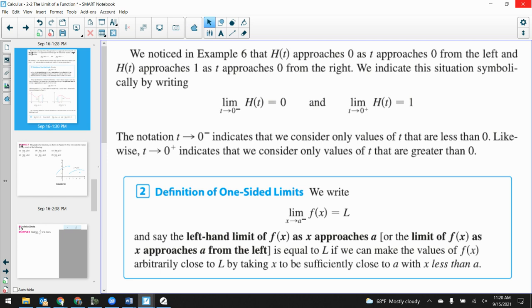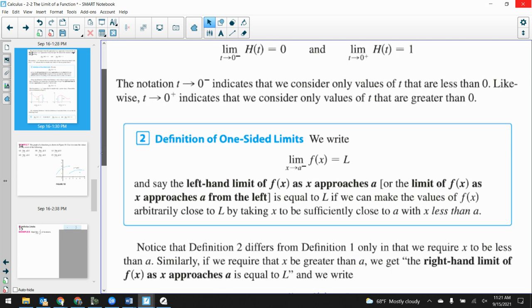If I don't put anything, I am approaching from both the left and the right, because that is noting the full limit. If I put a minus sign, it's only approaching from the negative direction, and I say the negative direction, but that's from the left direction. If I put a plus sign, that's saying approaching from the bigger direction, from the positive direction. Okay, that's how we note it, that superscript.